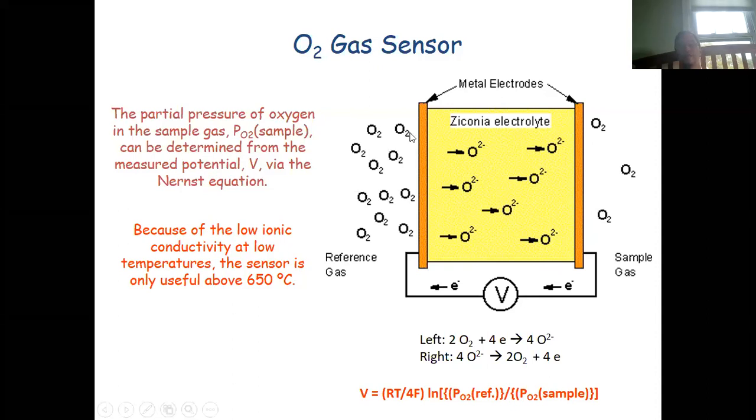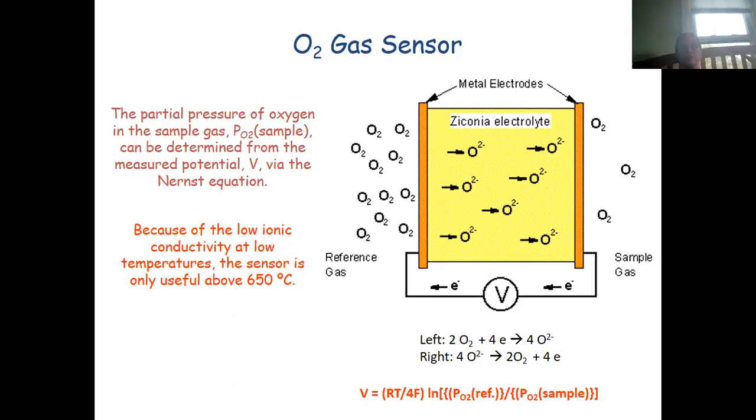So an oxygen gas sensor uses the fact that concentration gradients create chemical potential, okay? Because when you have oxygen gas at a higher partial pressure in one compartment, and oxygen gas at a lower partial pressure in the other compartment, then there's a thermodynamic driving force for this pressure difference to be eliminated. Okay.